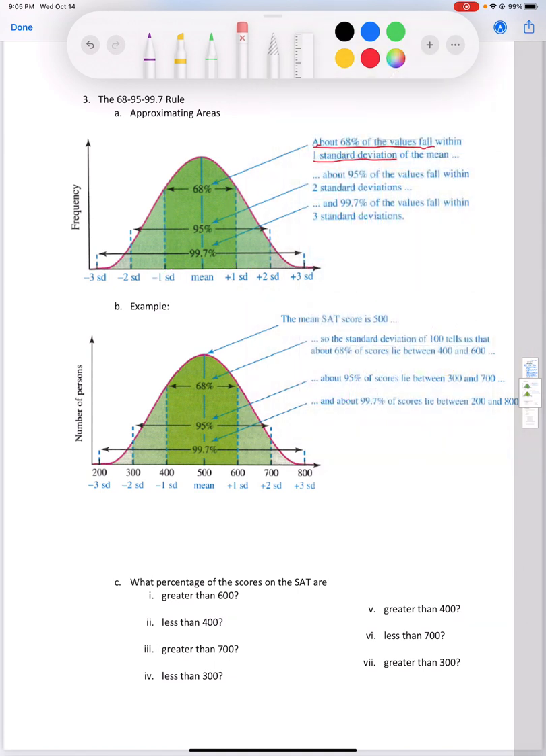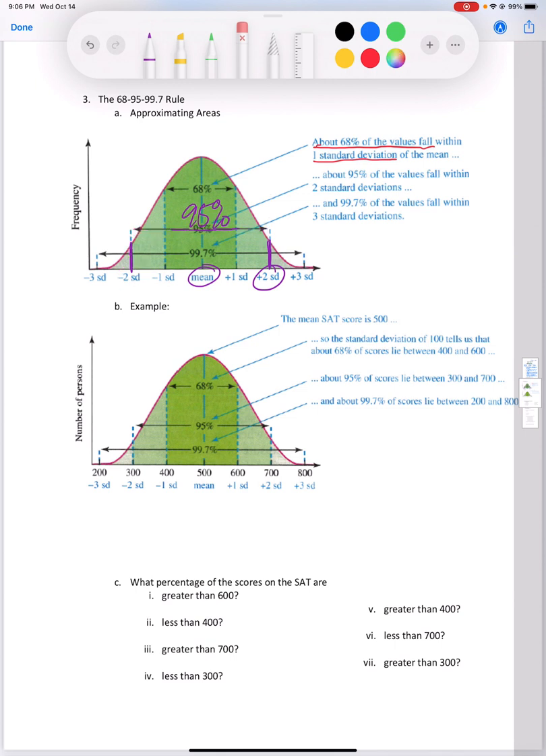Okay, and so that's this one right here. 2 standard deviations below, 2 standard deviations above, and here's the mean. So we have this range right here, and this range right here represents 95% of the data. Okay, so that's what our graph is saying right there.